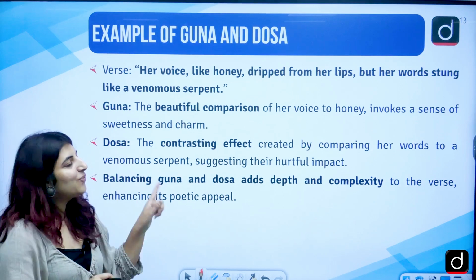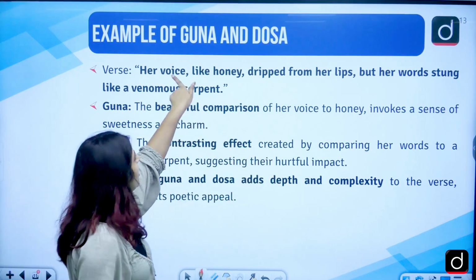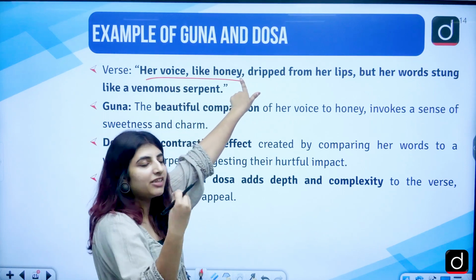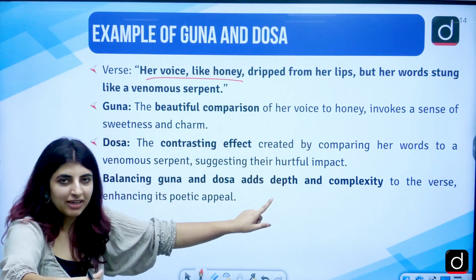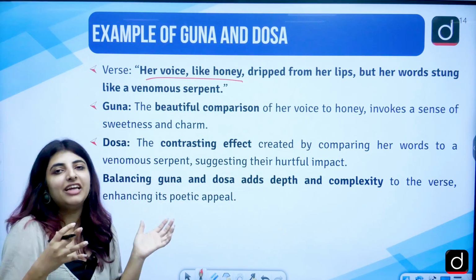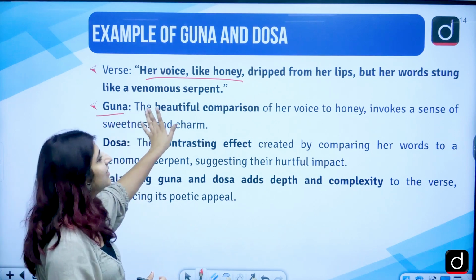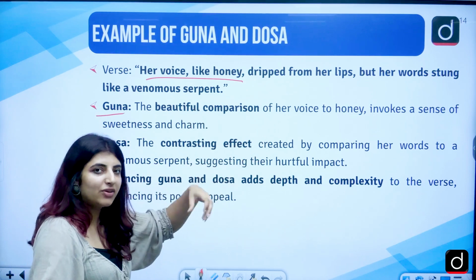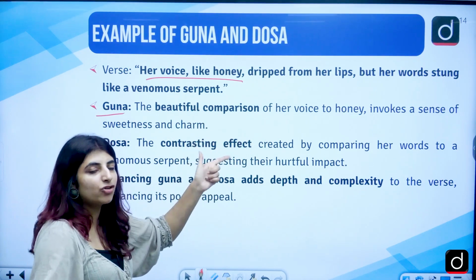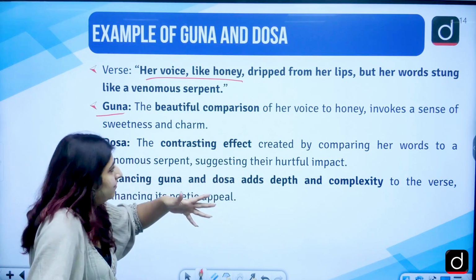So here you are seeing gun and dosh, the positive and the negative qualities, that her voice like honey, her voice was really sweet, dripped from her lips, but the words which were coming out of her mouth were really venomous. They were not good. So let's just read it here. The gun is the beautiful comparison of her voice to honey. Shahad bhi meetha hota hai. It means that the comparison that is being drawn in here is that her voice was really sweet as honey.